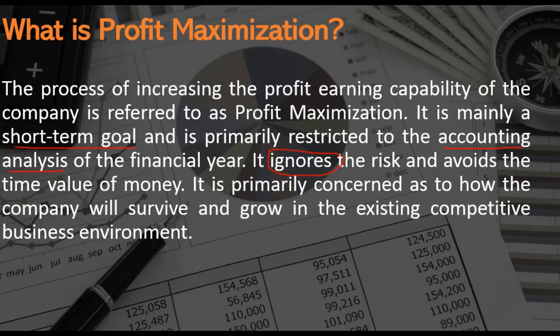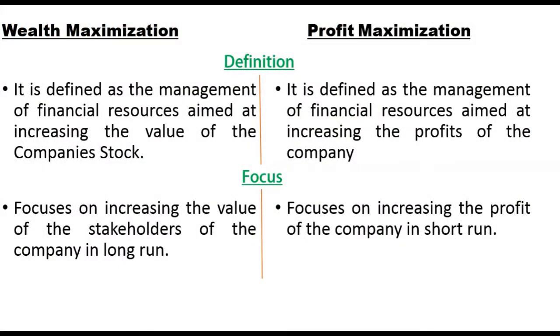After understanding what is wealth and what is profit maximization, let's look at some of the most common differences between these two. So to start with, let's start with the definition. Wealth maximization is defined as the management of financial resources aimed at increasing the value of company's stock. The share prices of the company increase, obviously the wealth of the company increases, and at times it reaches the maximum level. But profit maximization is defined as the management of financial resources aimed at only increasing the profits of the company. The name itself becomes the definition.